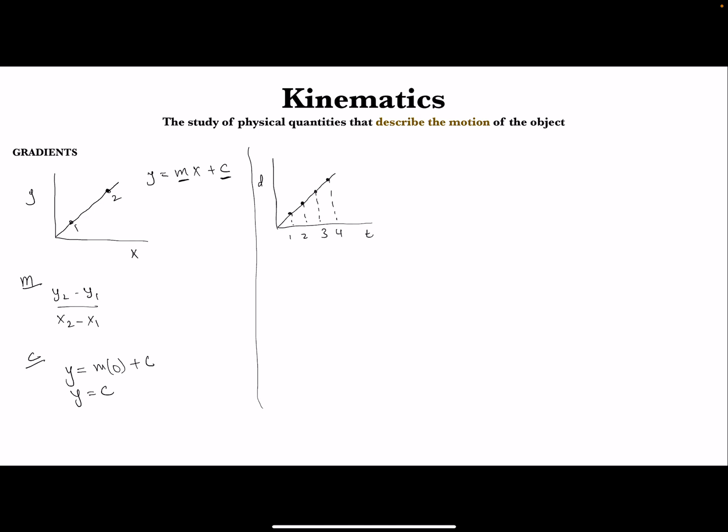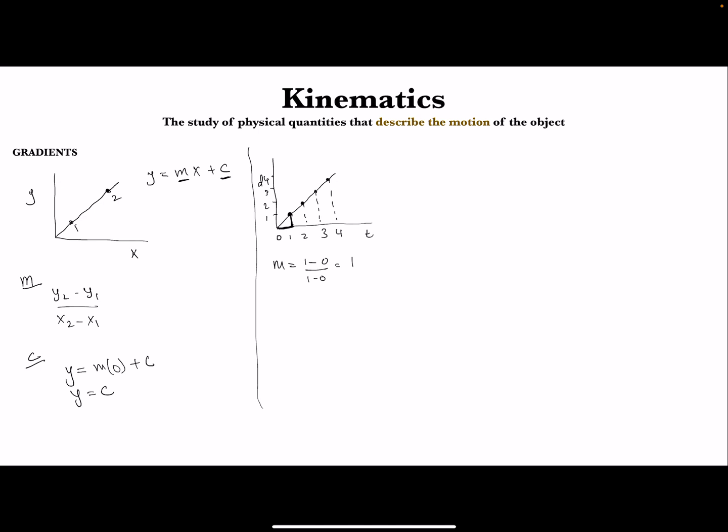So between 0 seconds to 1 second, let me just label these points as well: 1, 2, 3, 4. Between 0 to 1 seconds, I can see that when I went forward in time by 1 second, I moved a distance of 1 meter on the y-axis. All right, so the gradient is what? The gradient is going to be 1 minus 0 divided by 1 minus 0, which is just 1.